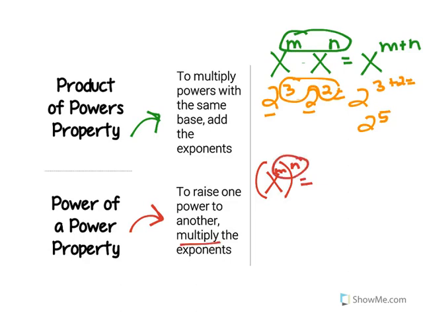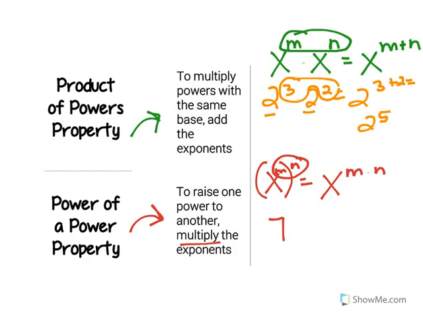So we'd multiply these two together. So we would have x to the m times n. So we're going to multiply those two together. Now if those were numbers, then we would come up with a more simplified expression as our answer.